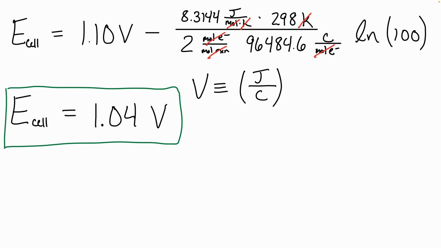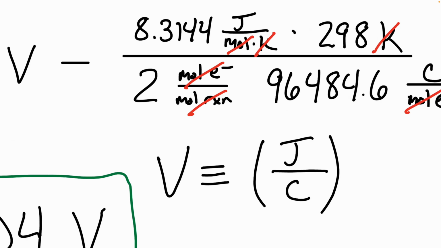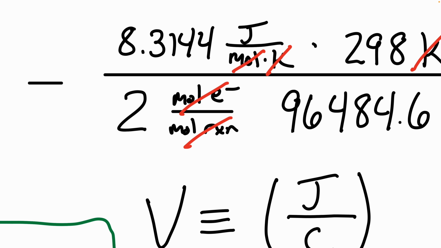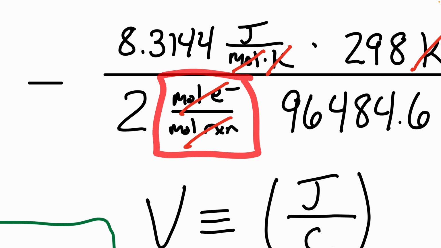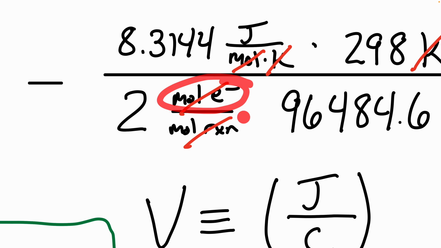Where does the mole of reactions cancel? That's what R is: joules per mole Kelvin, and that mole in the value for R is mole of reaction. And in our value of N here, that's how many moles of electrons there are in a mole of reaction.